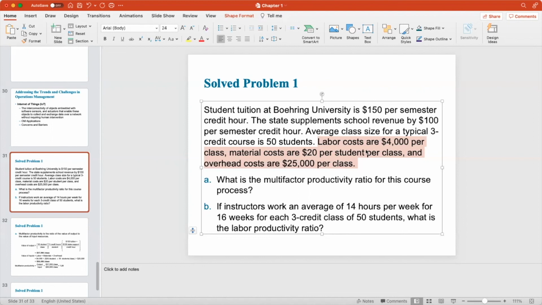Then how do we calculate the input value? Very simple. First of all, labor costs are 4,000 per class. So this already tells you this will be part of the input value. Now, material costs are 20 per student per class. It's not directly per class, it's per student per class. But how many students are within one class?